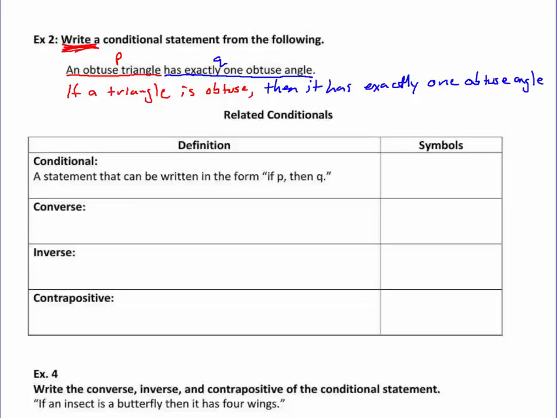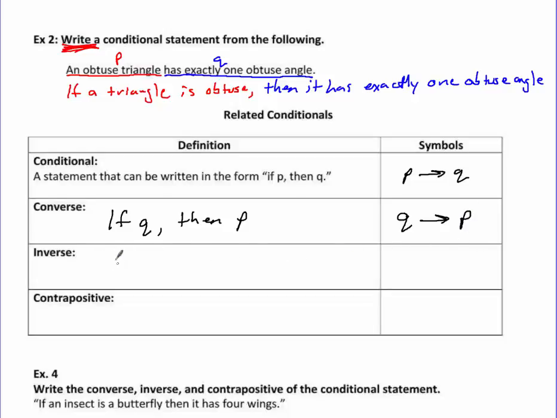All right, so we're going to move down and we're going to talk about related conditionals. Those are statements that are similar to conditional statements, but they're different versions of it. So a conditional statement is a statement that can be written "if P then Q." A converse is a statement that can be written "if Q then P." And remember, the symbols for conditional statements said if P then Q. So the symbols for converse will say if Q then P.